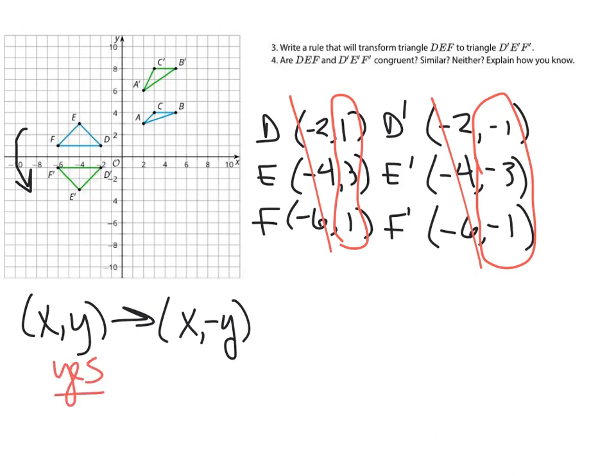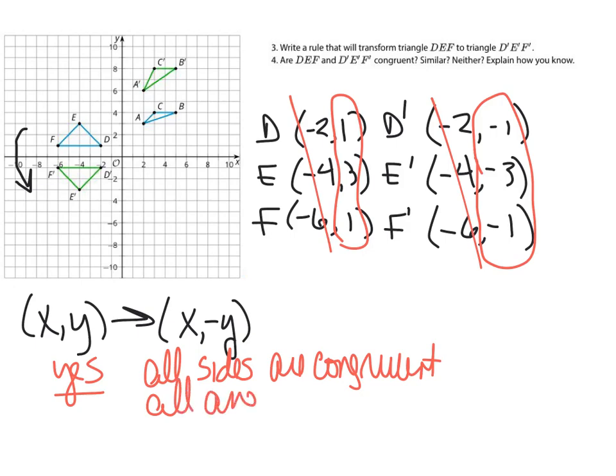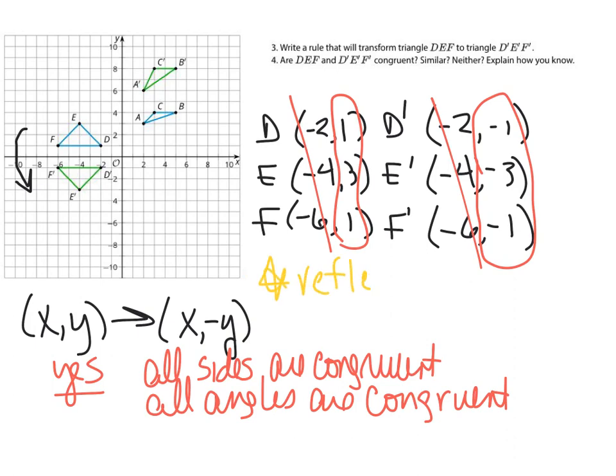Yes, they are congruent because all sides are congruent. We did not multiply anything, and all angles are congruent. A reflection is, hold on, let me write this, congruent. And most importantly, we learned that a reflection is a rigid motion. Therefore, they're congruent.